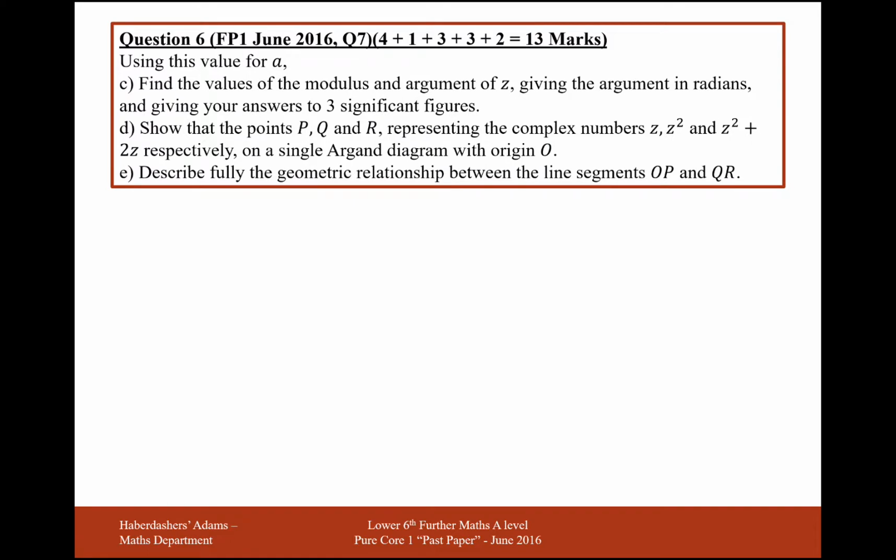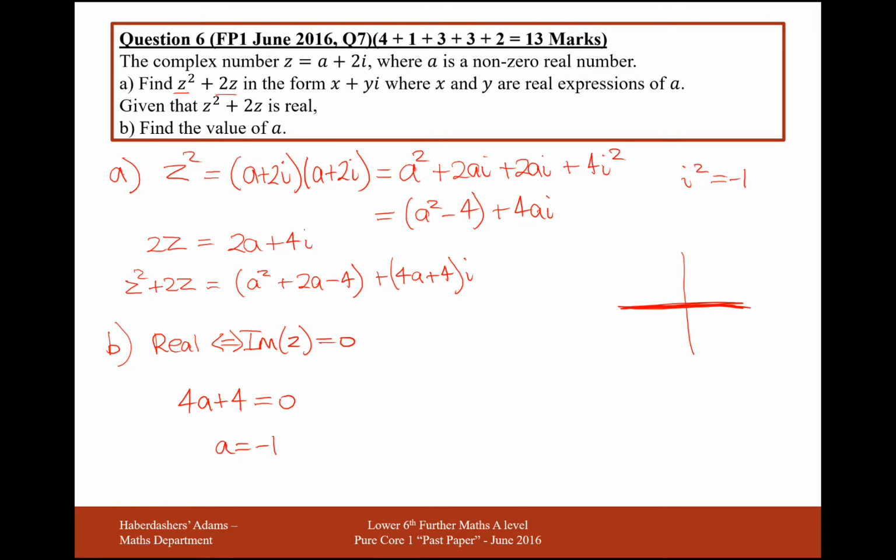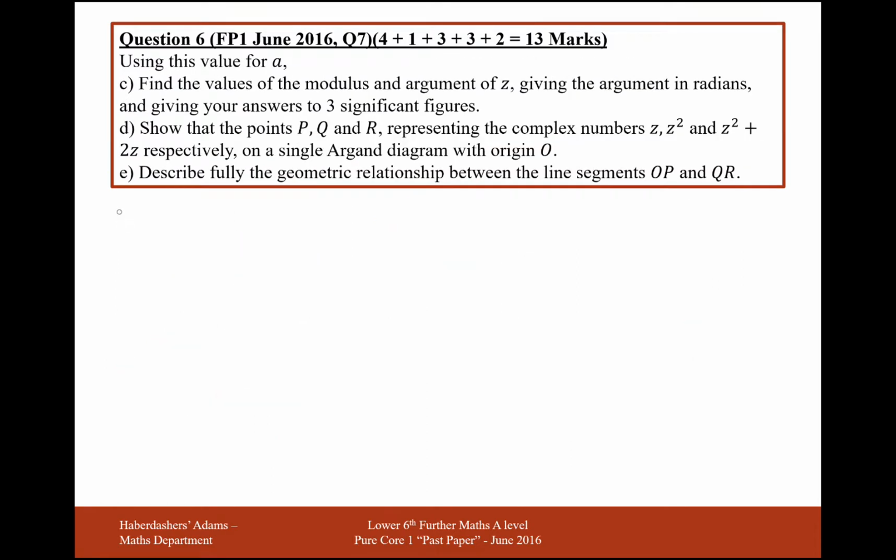Okay, moving on to the next part here, we have for this value of a, so that's going to be minus 1 plus 2i. We're now going to use z as z equals minus 1 plus 2i. Find the values of the modulus and the argument for z, giving your answers in radians to 3 significant figures.